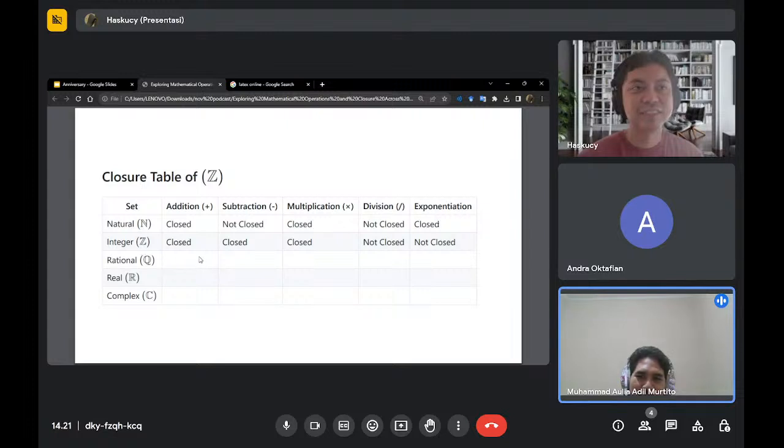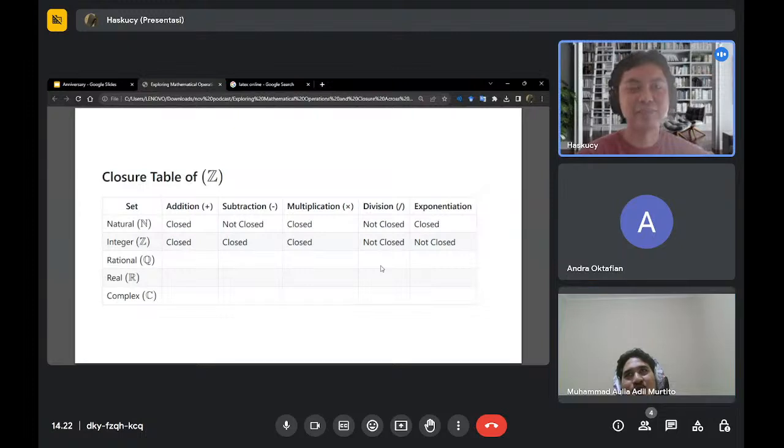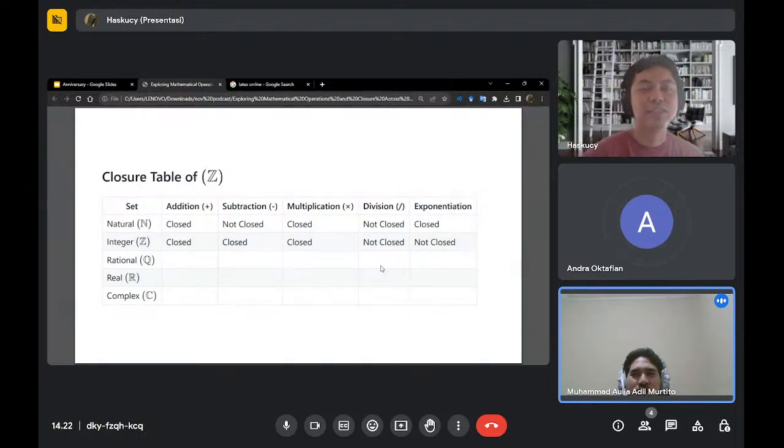Okay, it is closed, of course. And then closed again, closed again. And then division is kind of hard. Let me think about it. Pi, let's see. Can it become a real number? No, no, no. Pi isn't a rational number. Why is pi not a rational number? I don't think so.